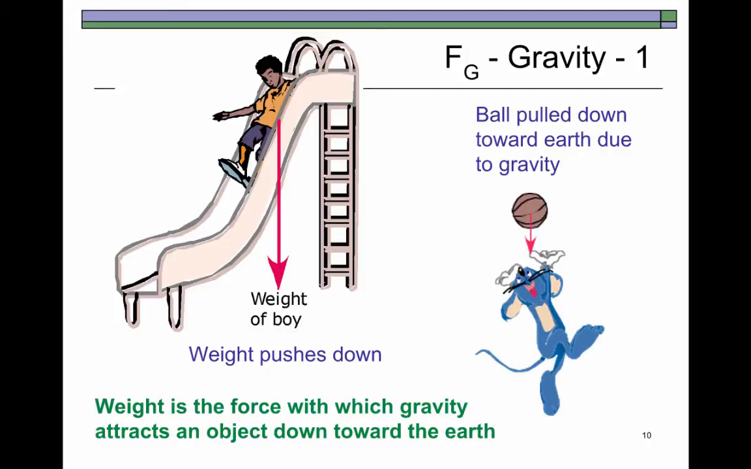Gravity makes things come down. Weight is the force of gravity. Weight is the force with which gravity attracts an object down to the earth. Weight pushes down. In order for the ball to be caught by the mouse, gravity has to pull it down.